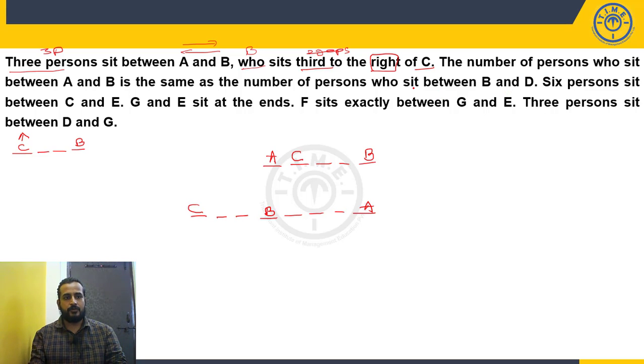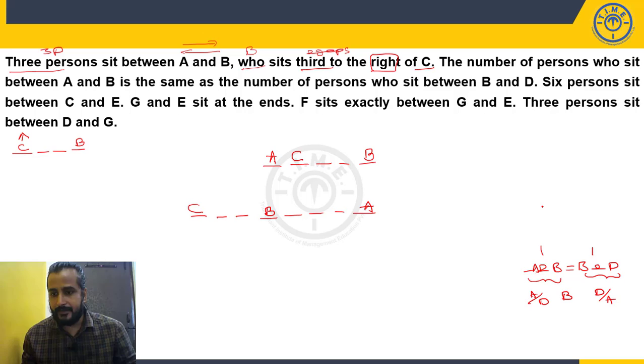The number of persons who sit between A and B is the same as the number of persons who sit between B and D. So what is the meaning of this statement? If between A and B there is 1 person, between B and D also there will be only 1 person. In a single statement, B is exactly between A and D.